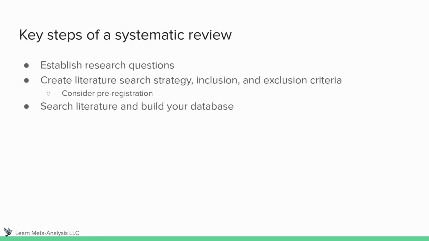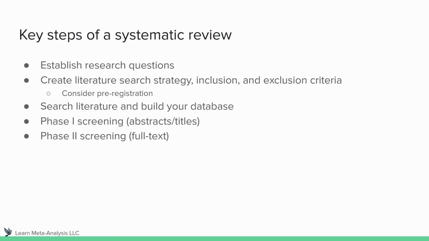Okay, so after those decisions are made, we're next going to actually search our literature, which is going to help us build our database. And when I'm referring to our database in this context, I'm really just talking about our list of studies. So this is going to be titles, abstracts, and citation information. Next, we go to our phase 1 screening. This tends to be abstracts and titles, and we're looking to see if they meet the inclusion criteria. Then we move into our full text screening for the ones that were retained from phase 1, where we're looking at the full text to see if they meet the inclusion criteria.